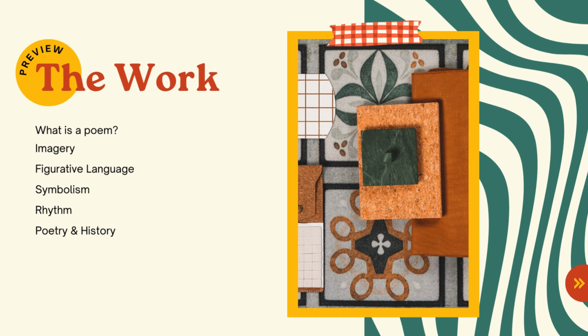So, first, we're going to ask, what is a poem? Then, we're going to take a look at imagery, figurative language, symbolism, and rhythm in order to better understand how these elements can help us understand what was going on in history at the time the poems were written or are reflecting on. And then finally, we're going to take a preview of poetry and history and understand why all of these things matter. So let's get started.